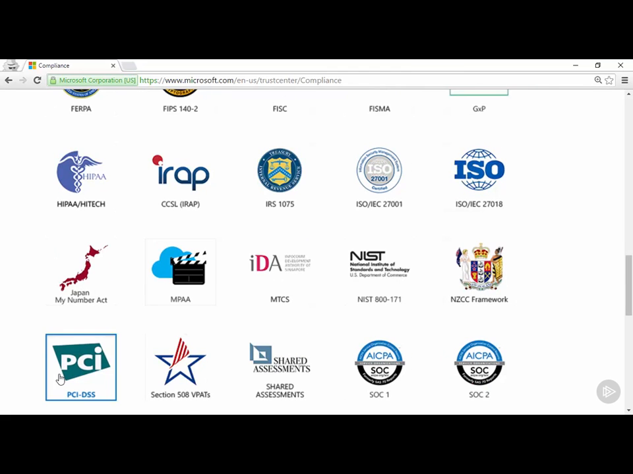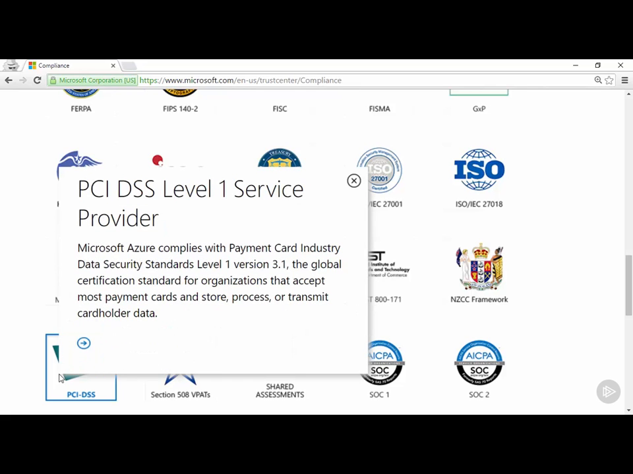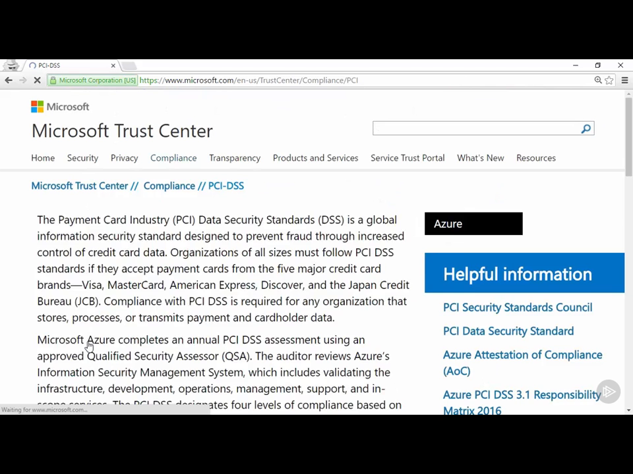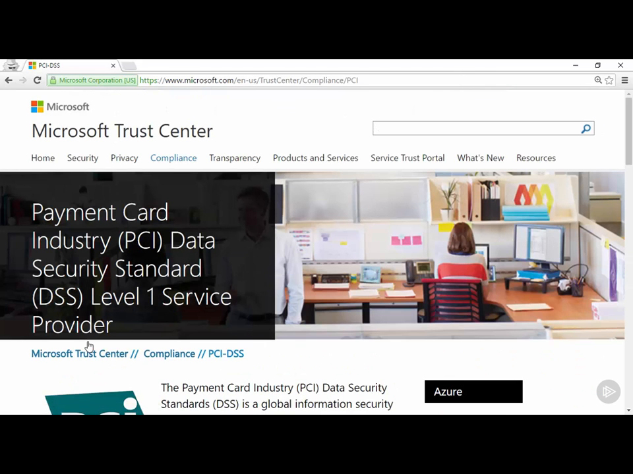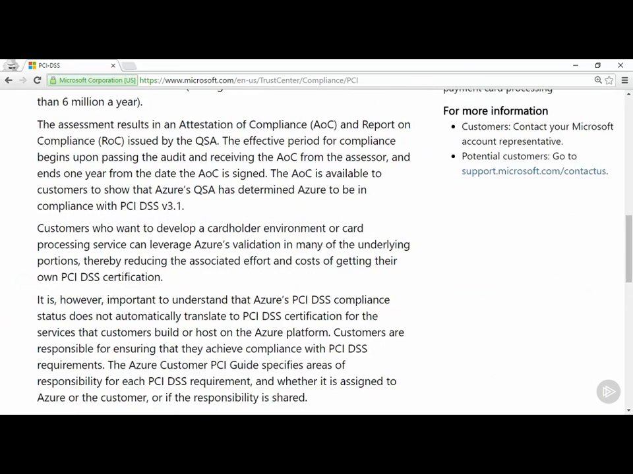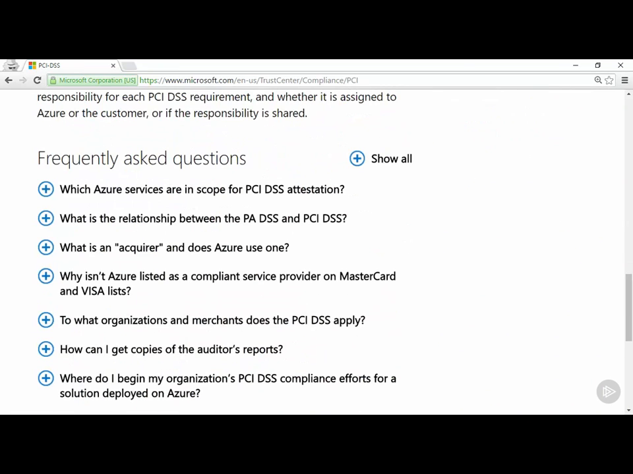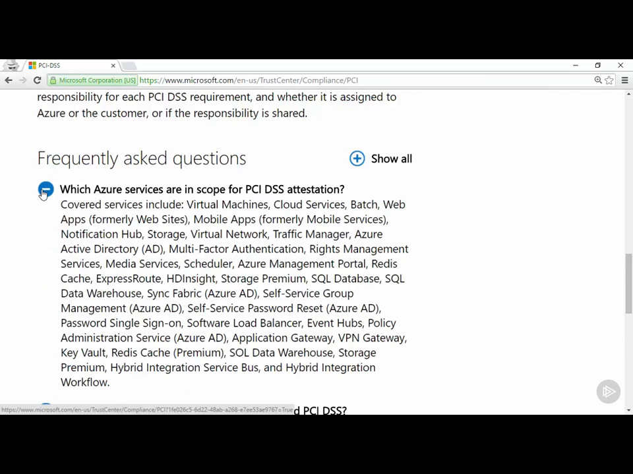And in fact, if we have a look at PCI, we can see that Azure is compliant with PCI DSS version 3.1, which of course governs the way payment cards need to be stored, processed, and transmitted. On drilling down into their PCI page, we can see quite a bit of information about the compliance level they've achieved. But that also includes a bit of information here about the actual services for which they've achieved PCI compliance. Now this might look like quite a comprehensive set of services, and it is, but it's also not everything.